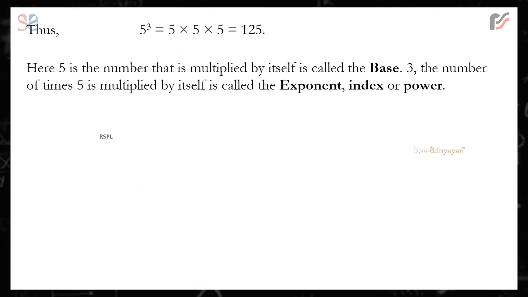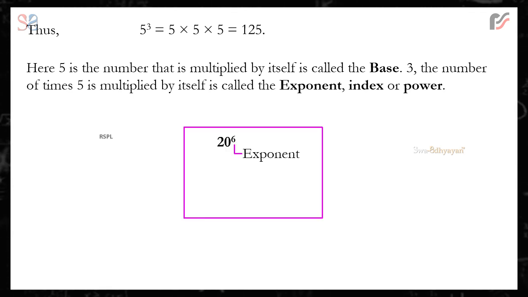Here, 5 is the number that is multiplied by itself, called the base. 3, the number of times 5 is multiplied by itself, is called the exponent, index or power. 6 is the exponent and 20 is the base. We say 20 raised to power 6.